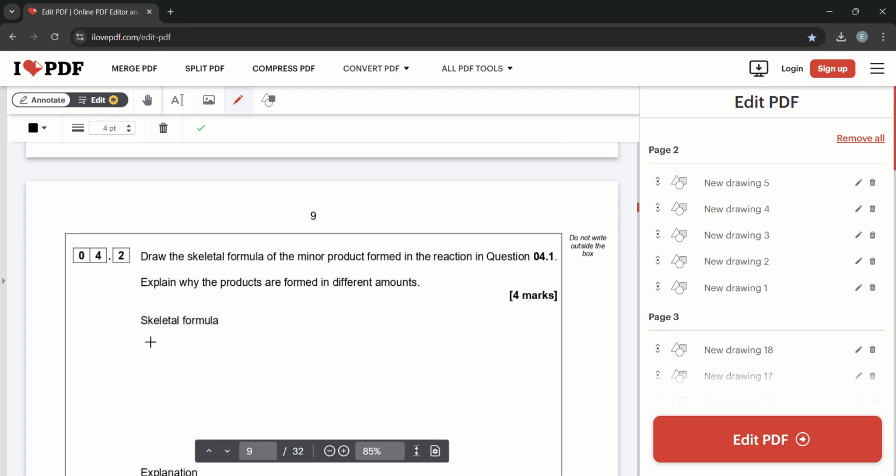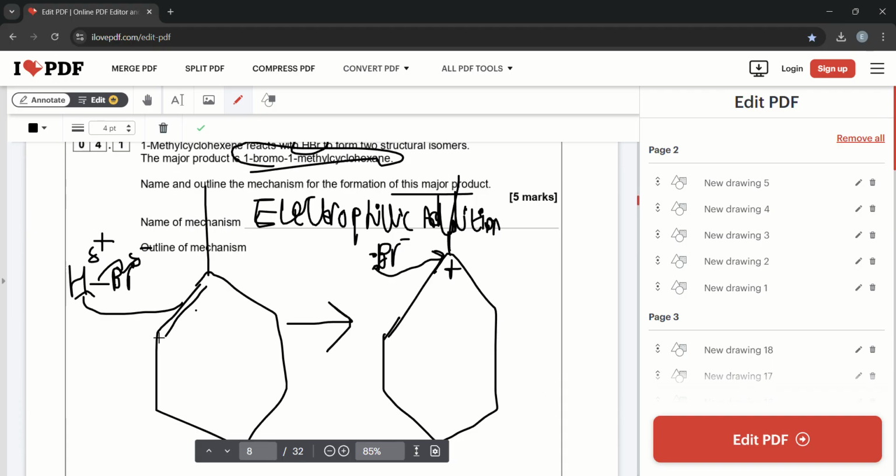Then 4.2 says draw the skeletal formula of the minor product formed in the reaction in question 4.1. And quick mistake, the curly arrow should be from the double bond. We're trying to show the curly arrow from the double bond, that's really key as well. But the rest of it should be fine. Not from here, no, from the double bond.